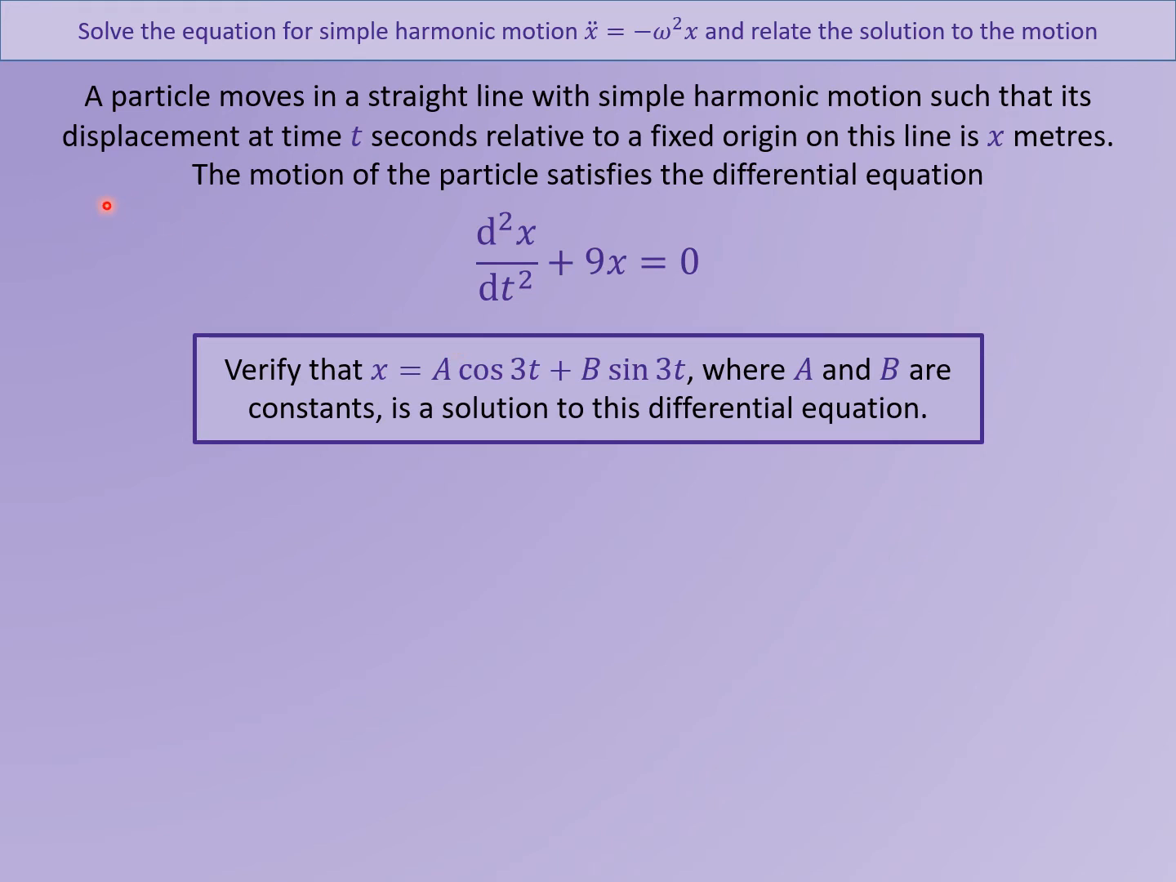Its displacement at time t seconds, relative to a fixed origin on the line, is x meters. So it's talking about the displacement changing over a given time. Everything's pretty much the same as what we saw earlier on with our spring. What we have noticed is they actually give us an equation just here. So they're giving us a second order differential equation.